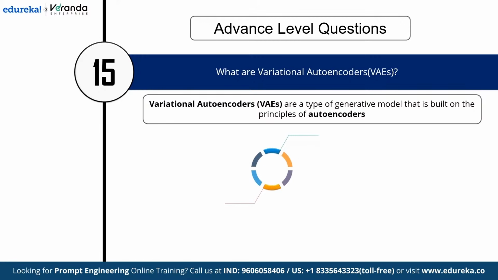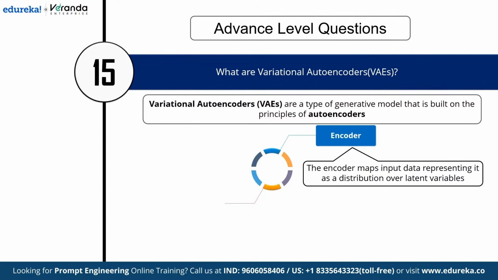Key components are the encoder. The encoder maps input data, for example an image, to a latent space, representing it as a distribution over latent variables. Next, the output. Instead of mapping to a single point in latent space, the encoder outputs the mean and variance of a Gaussian distribution. This distribution captures the uncertainty in the encoding process.